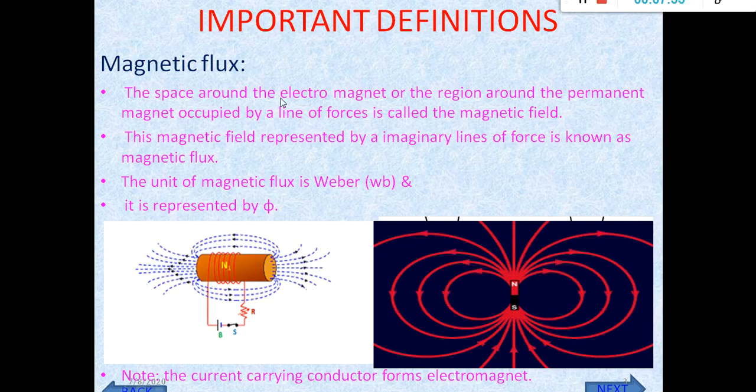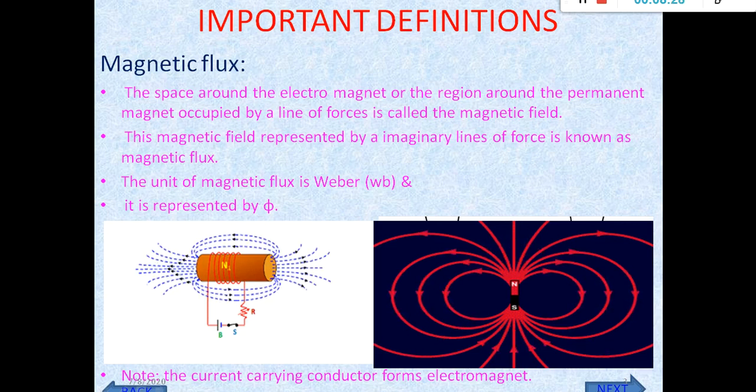Okay. What is magnetic flux? The space around the electromagnet or region around the permanent magnet is occupied by lines of force or lines of flux, called magnetic flux or magnetic field, and it is represented by the symbol phi. The magnetic field is represented by imaginary lines of force, and its unit is Weber.